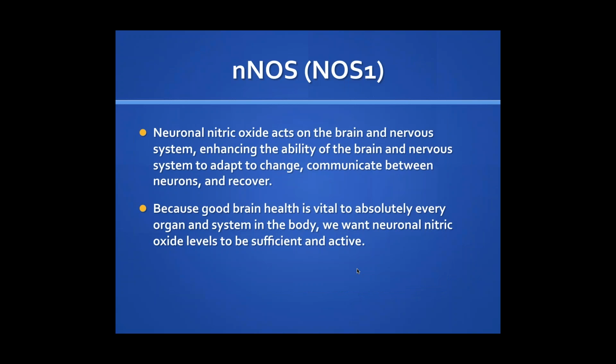So again, a little more detail. The neuronal nitric oxide acts on the brain and the nervous system, enhances the ability of the brain and the nervous system to adapt to change, communicate between neurons, and recover. And because good brain health is vital to absolutely every organ and system in the body, we want neuronal nitric oxide levels to be sufficient and active.